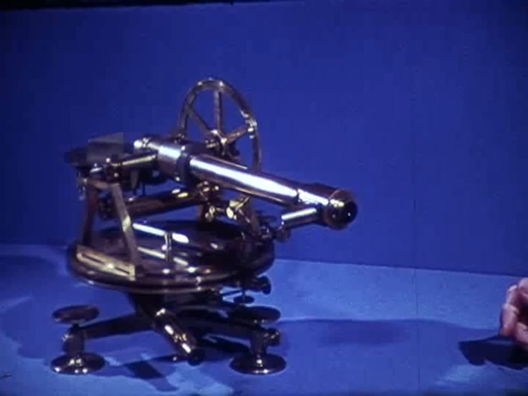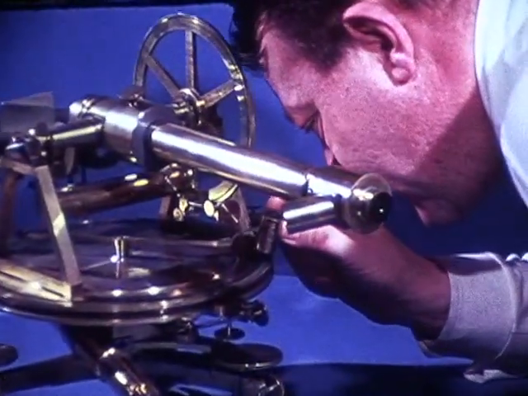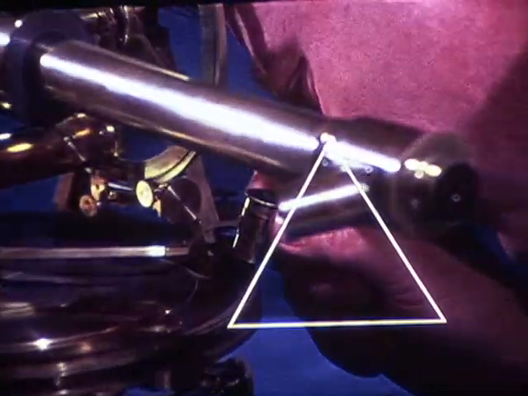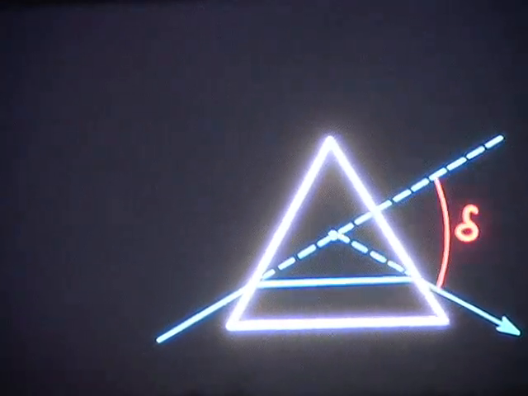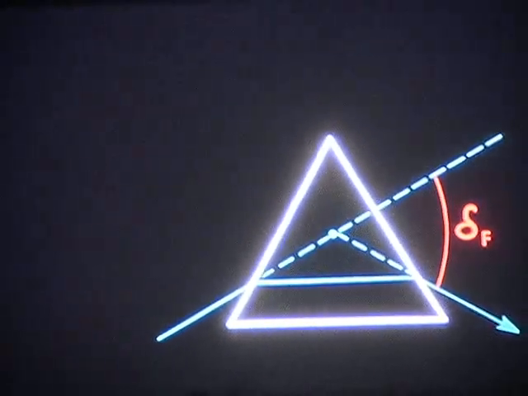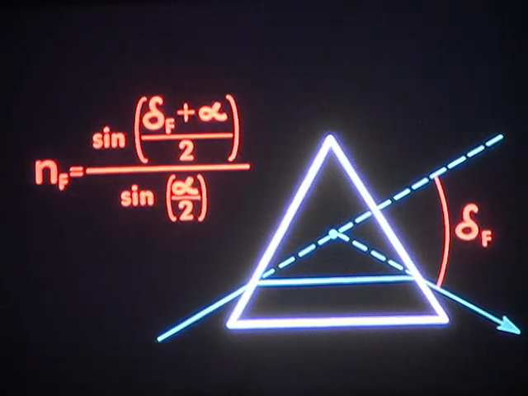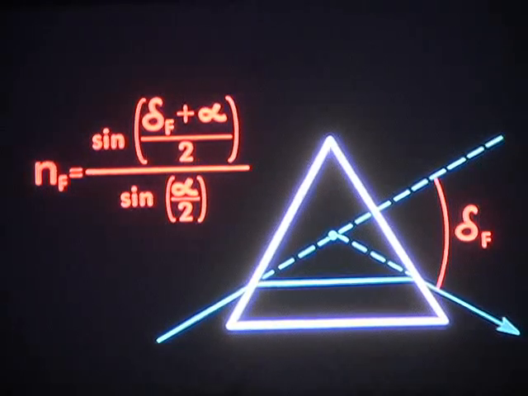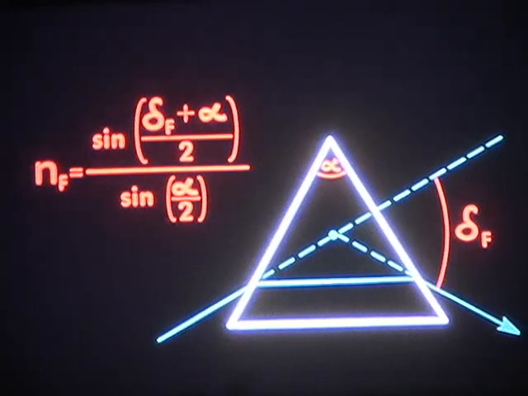Then the telescope's new angular position could be read on the vernier protractor. From the angle of minimum deviation delta for, say, Fraunhofer line F, he could calculate the index of refraction, n sub F, which his prism has for this radiation, but only if he also knew the value of alpha, the apex angle of his prism.